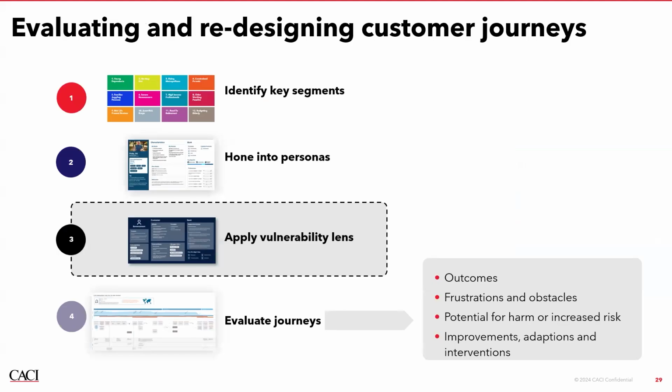So how do you bring all this together? In a snapshot, starting with identifying the key segments to focus on based on the macro data and the segmentation work, building out or validating the personas within these to make sure you really understand their goals, their motivations and contexts, and then using the scenario-based vulnerability lens to bring their specific situation and needs to life.